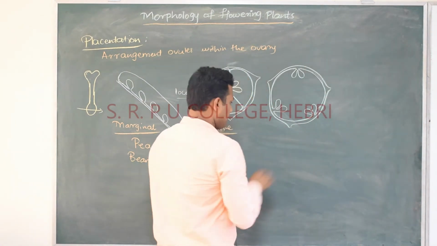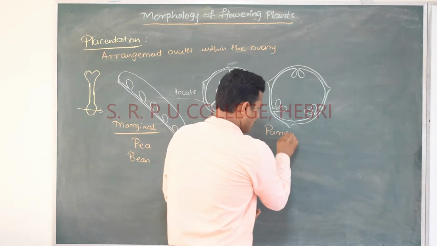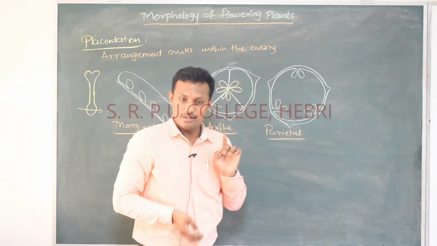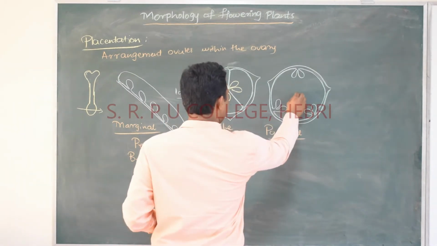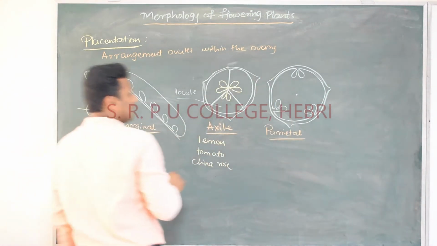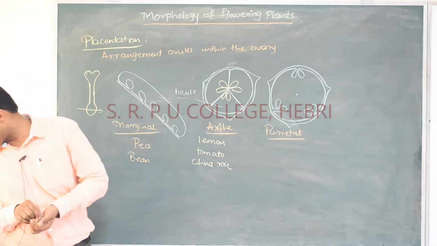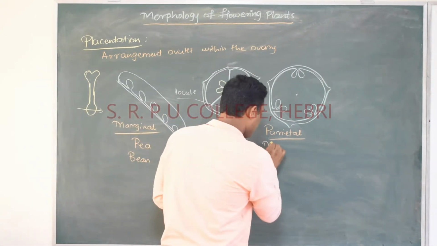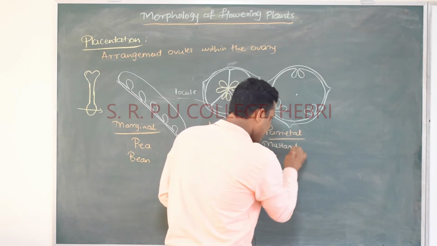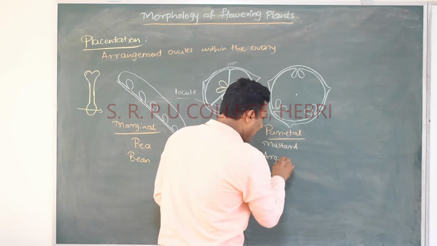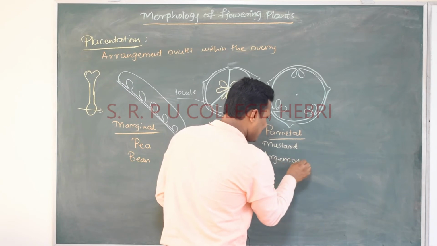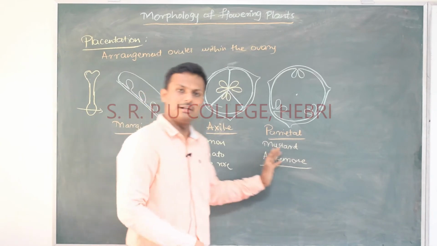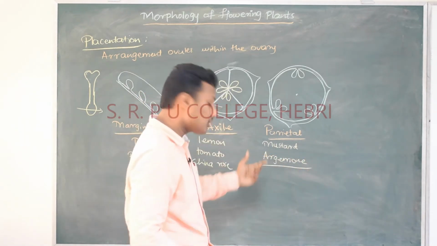Parietal placentation, you should remember what is parietal: peripherally attached ovules. And this is the central axis of the ovary, right? Parietal placentation can be found in mustard and argemone. Argemone is called akkarike. It is usually a weed that is growing in agricultural croplands, and usually in the North Karnataka region.